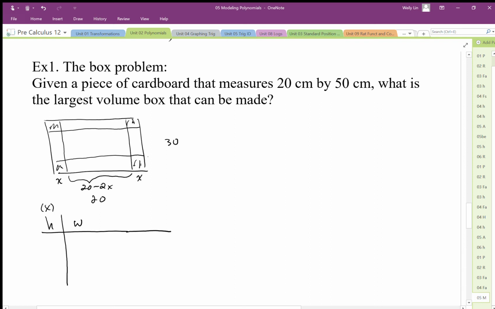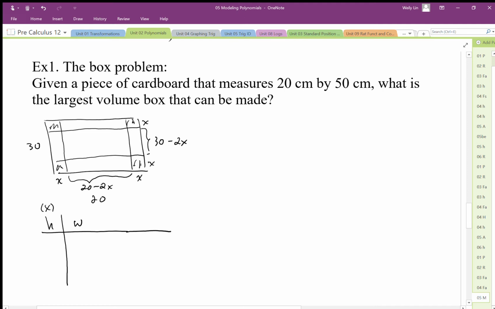Same with the length here. The length is going to be this edge here, which would be the same as this edge here. To get this, I started with 30, and I'm going to take away 2 of these lengths. So I'm going to take away x from both sides, or 2x. This x in here and this x in here. So there's my height, length, and width.